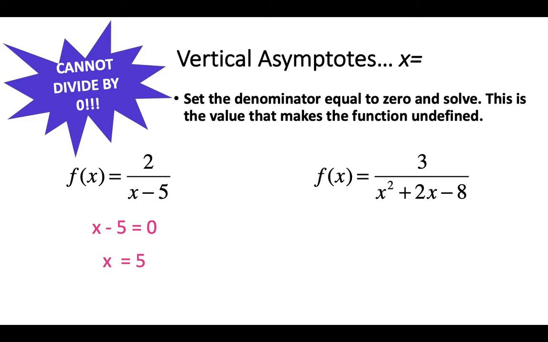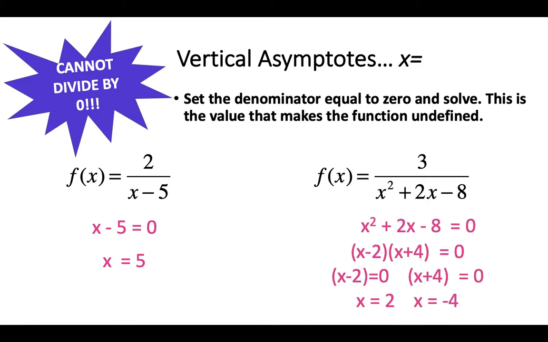Then the function on the right is a little bit more complicated. If we set that denominator equal to 0, we have to factor x squared plus 2x minus 8. So x squared plus 2x minus 8 can be factored into the two binomials, x minus 2 and x plus 4. And then because of the multiplicative property of 0, one or the other of them has to be equal to 0. So that's what the line second from the bottom is. It shows where we're setting each of those factors equal to 0 and then solving.